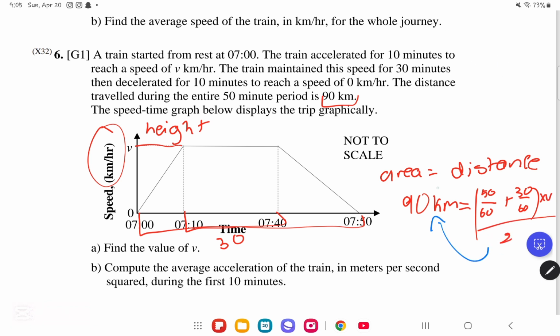Bring 2 to the other side. You're going to have 180 kilometers is equal to 50 over 60 plus 30 over 60. If you put it on your calculator, you're going to get 80 over 60. So 80 over 60 times v. Okay? Now 180 kilometers divided by what? Divided by 80 over 60. Put it on your calculator and you'll get that v is 135 kilometers per hour. And that is the height v.